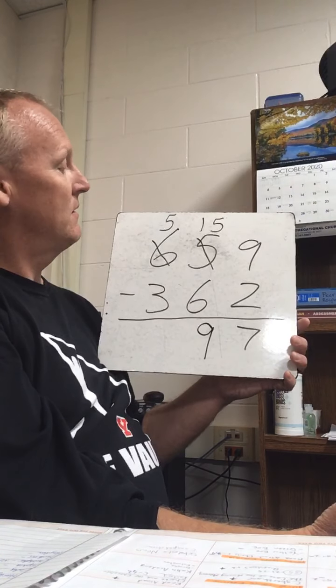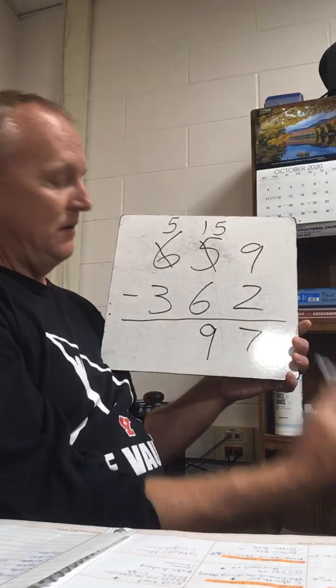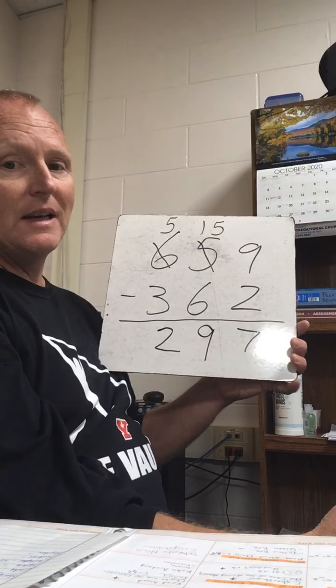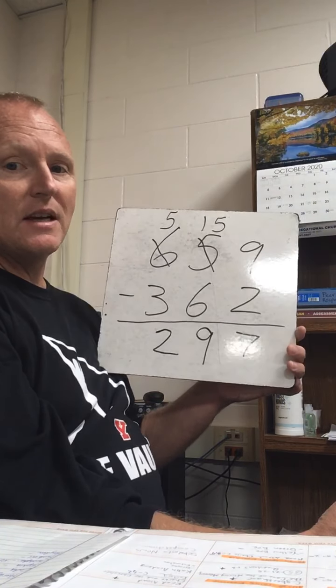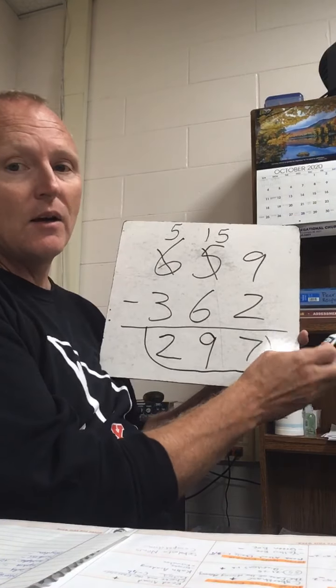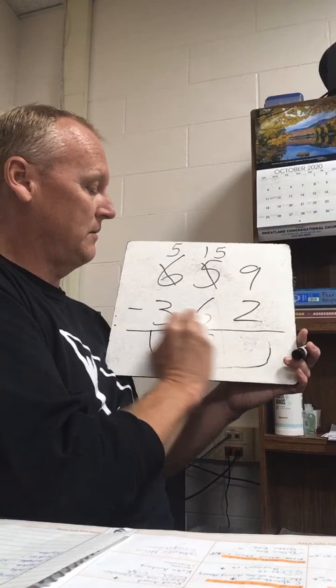And then you have 5 minus 3. That would give you 2. So you have a difference of 297. 297 would be your difference. Circle it up, make it stand out. Okay, let's try another one.